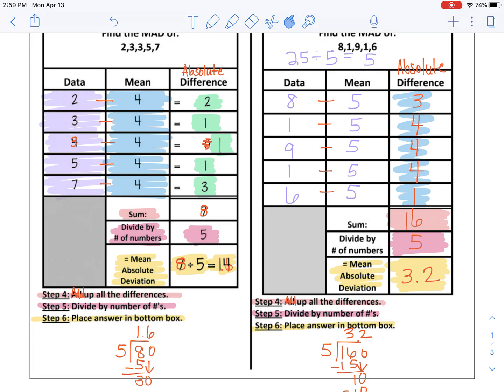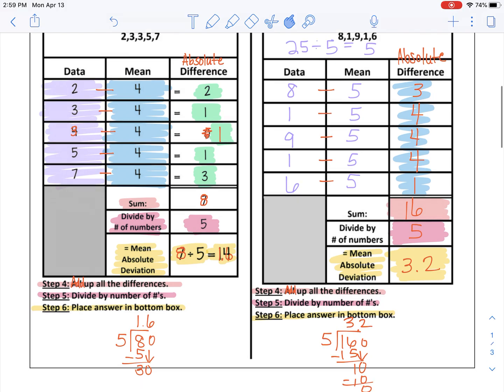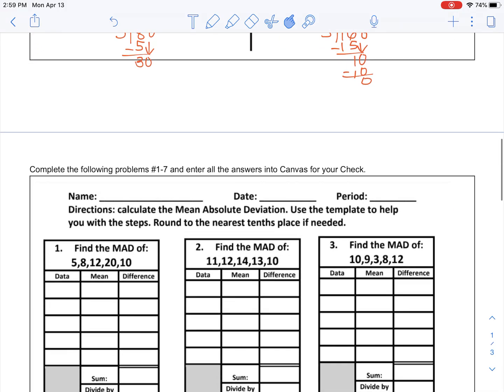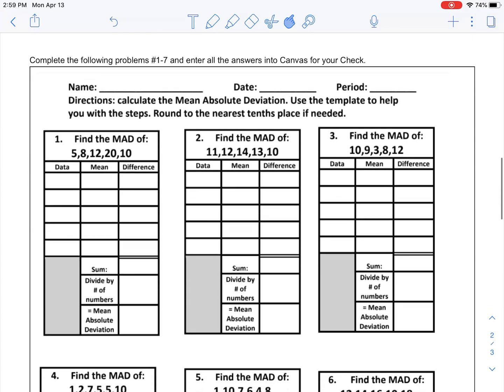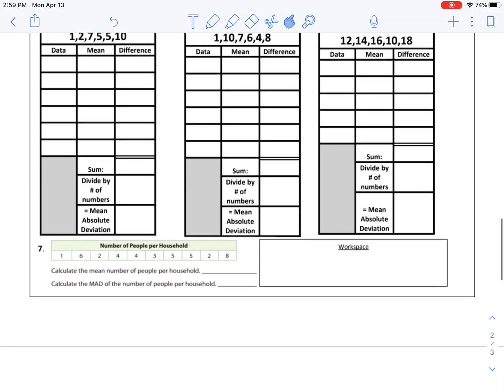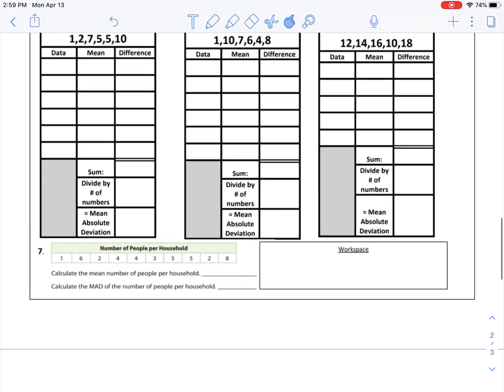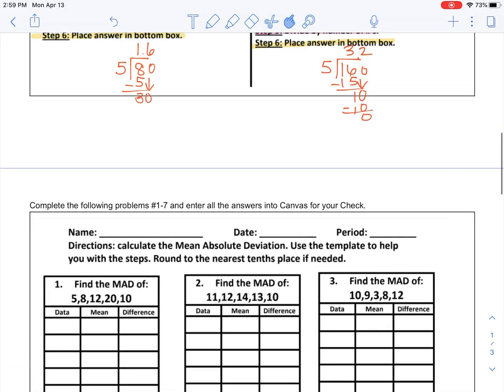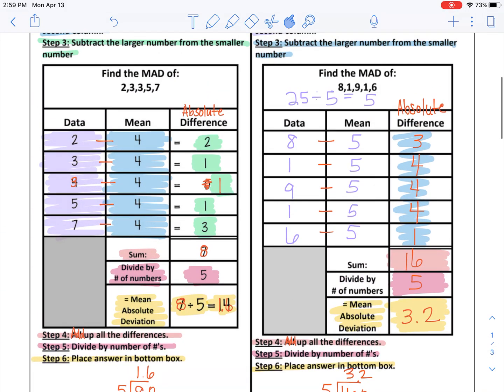All right, so if you need to watch this again, watch it again, and then you can go on and do problems 1 through 7, with 6 of them having these charts, and then number 7 doesn't, but you can always draw your own. Okay, so like I said, go and watch this video. You may need to watch it twice.